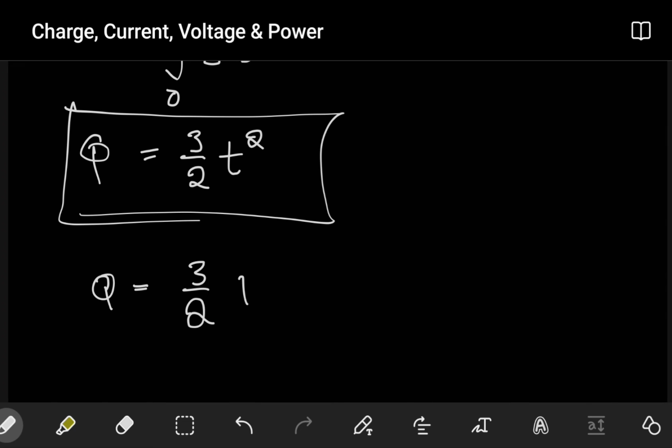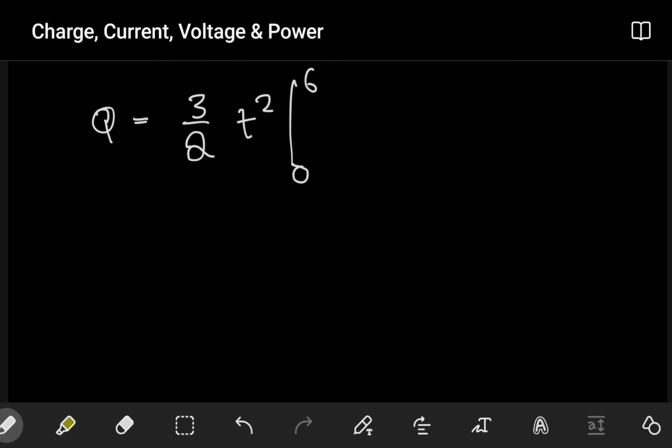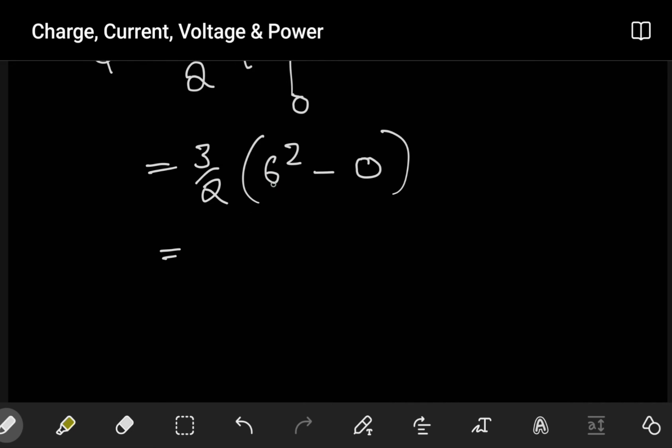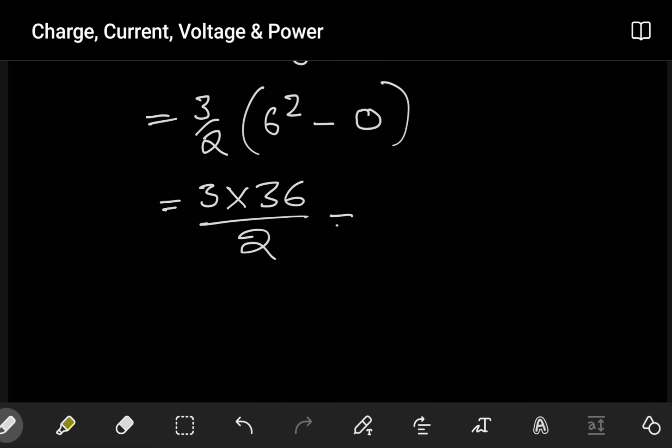So that's 3 over 2 t squared, and the limit is from 0 to 6. So when t is 6, we have 3 over 2, and when t is 6, we have 6 squared. When t is 0, we have 0 squared, which is just 0. Note that 6 squared is 36. So you have 3 by 36 divided by 2. So this is what is giving us our charge there. And if we do the math here, half of this will be 18, and then multiply it by 3. This gives us 54 coulombs.